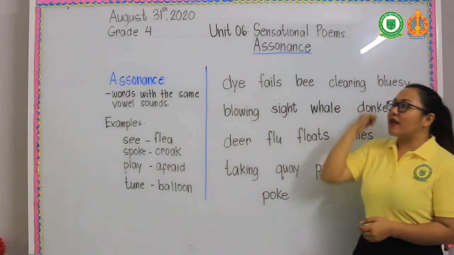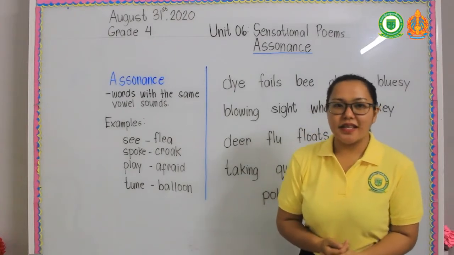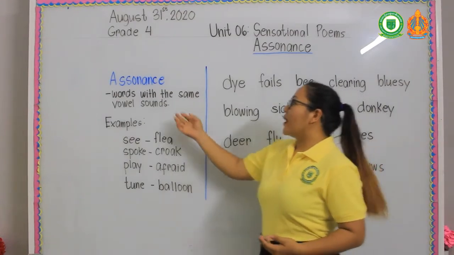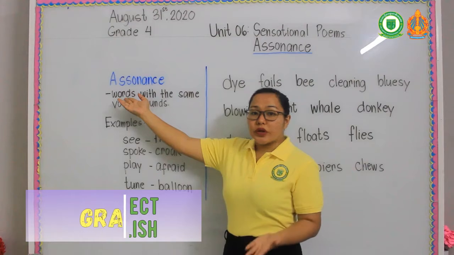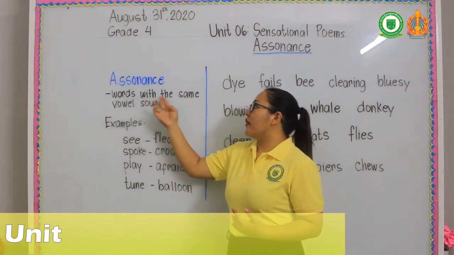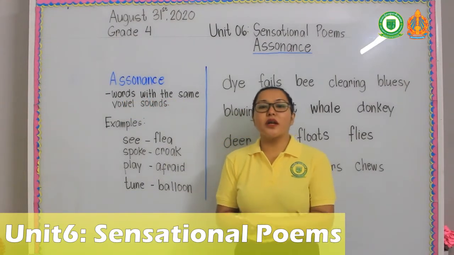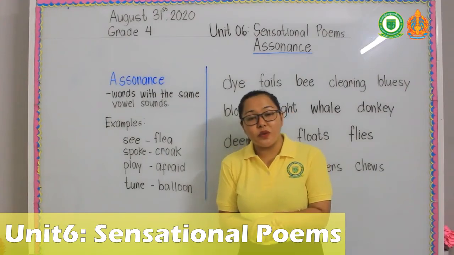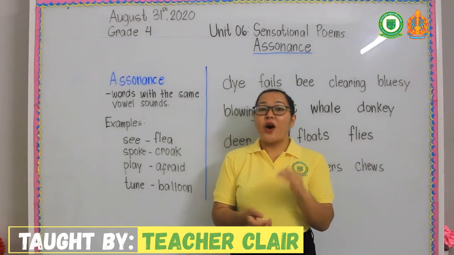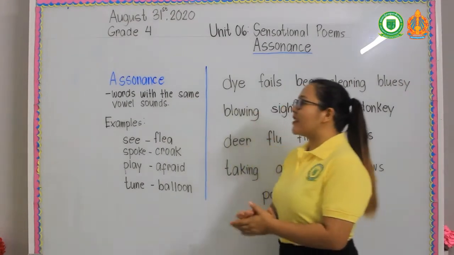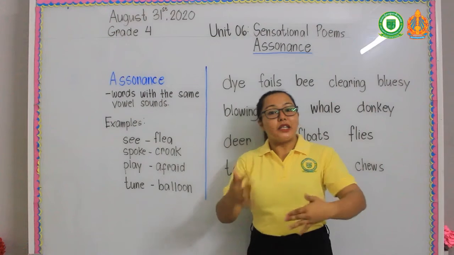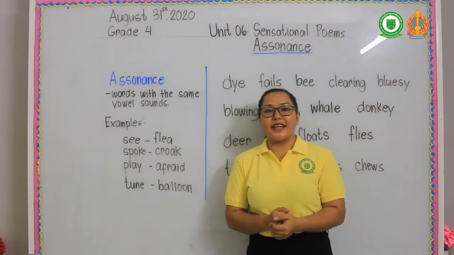So, assonance, what is assonance? You say assonance. These are words with the same vowel sounds. Again, words with the same vowel sounds. So what are the 5 vowel sounds that we learned before? We have your a, e, i, o, u. Okay, so those are the 5 vowel sounds that we learned previously, like you've been learning since you were in K1A, right?